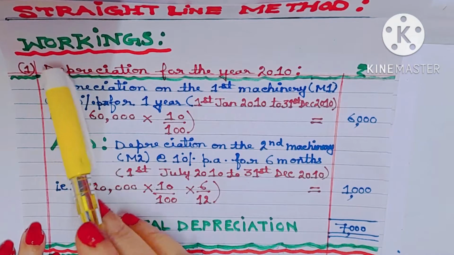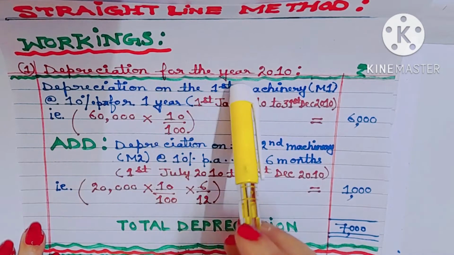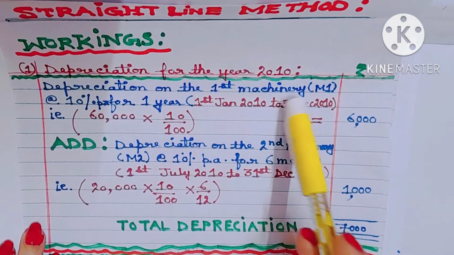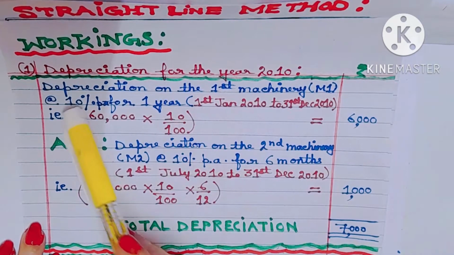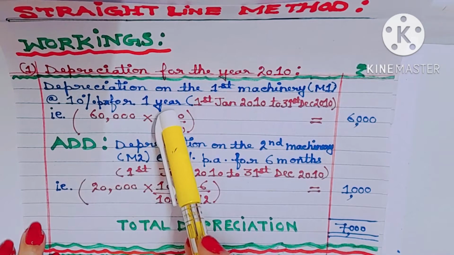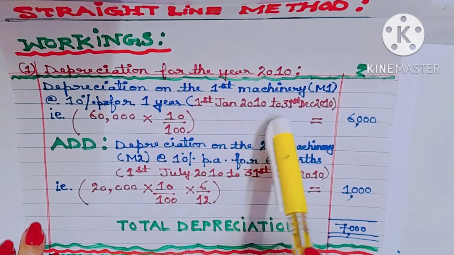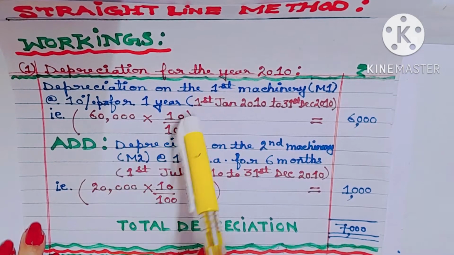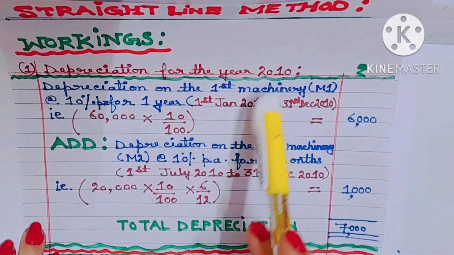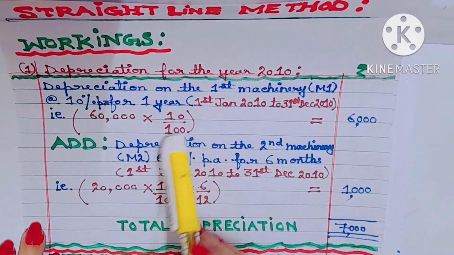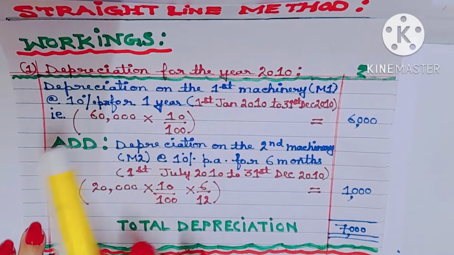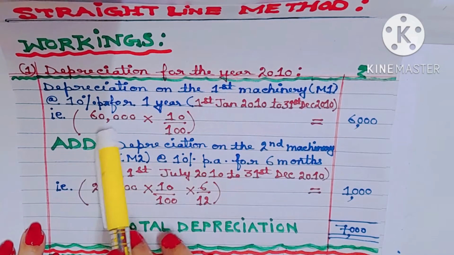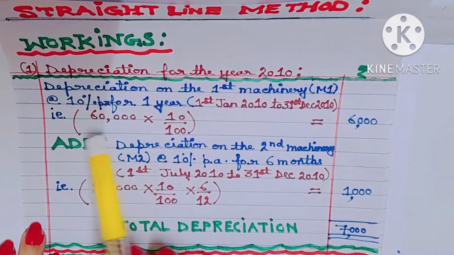Now see, workings. Number 1, depreciation for the year 2010. Depreciation on the first machinery. Let M1 be the first machinery at the rate of 10% for 1 year. That is 1st January 2010 to 31st December 2010. That is 1 year. That is 60,000 into 10 by 100. So under straight line method, you always have to charge depreciation on the original cost every year. Please remember, under straight line method, you have to charge depreciation on the original cost every year.